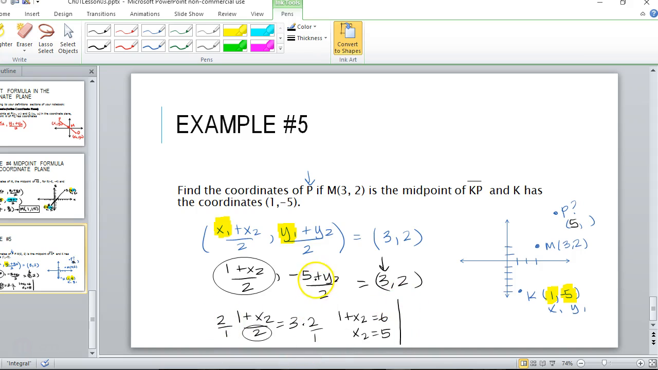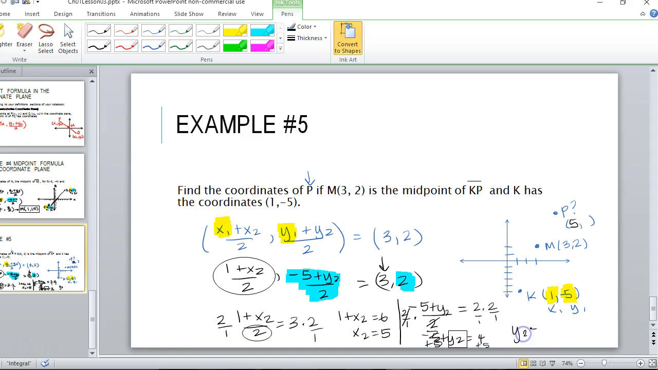All right, now let's work on the y-coordinate. So now I'm going to take this and set it equal to my y-coordinate. So (-5 plus y2) over 2 equals 2. That's a lot of 2's, isn't it? Multiply both sides by 2 to get rid of the denominator. Yay for getting rid of fractions, right? And this right side will be 4 because 2 times 2 is 4. Then how do I get y2 by itself? Add 5 to both sides. Yeah, good job. That gets rid of this.